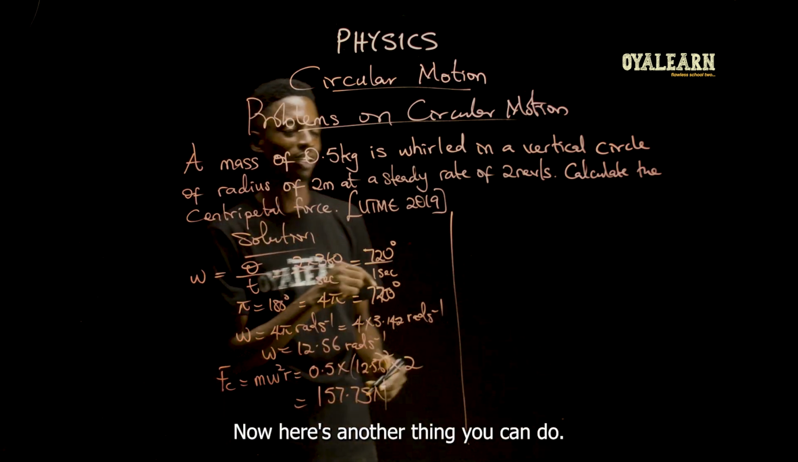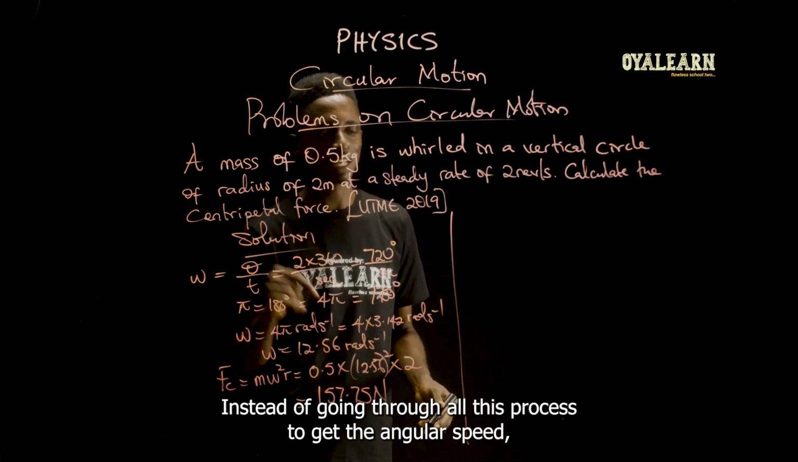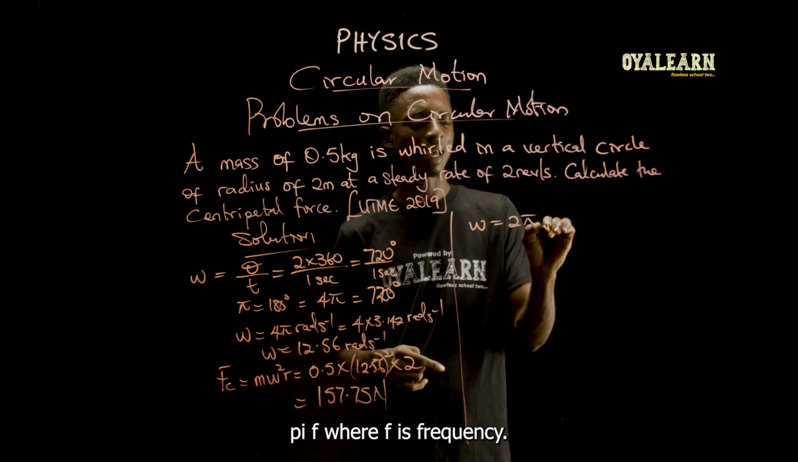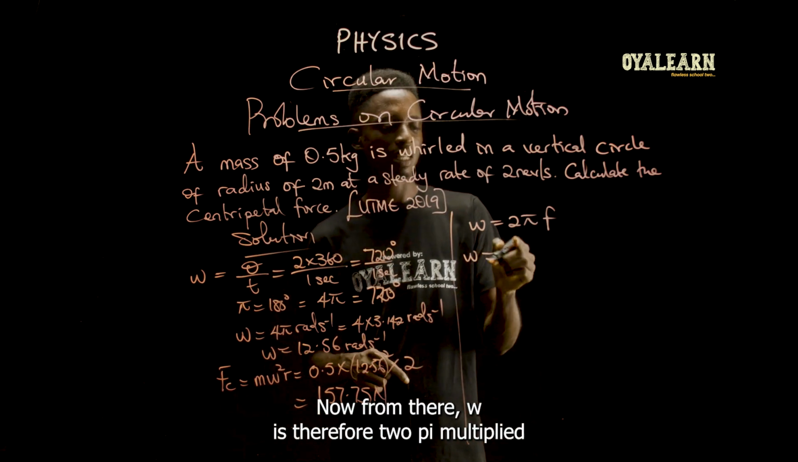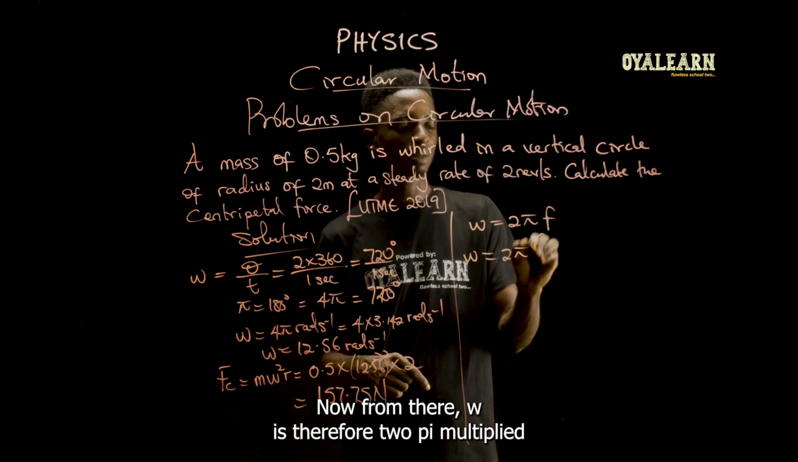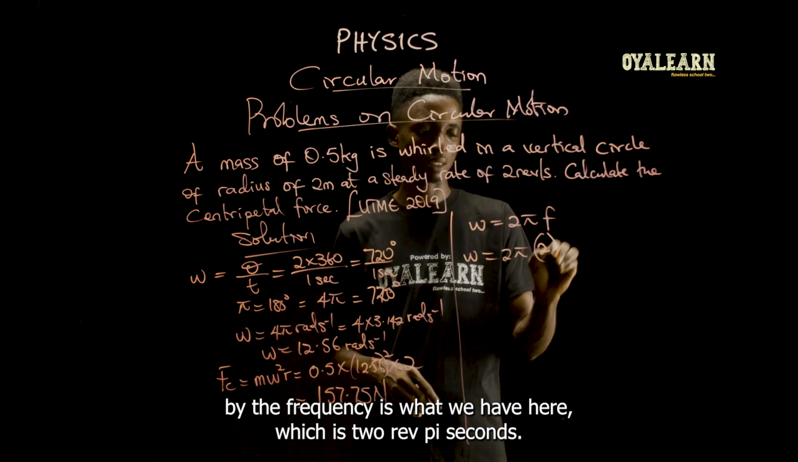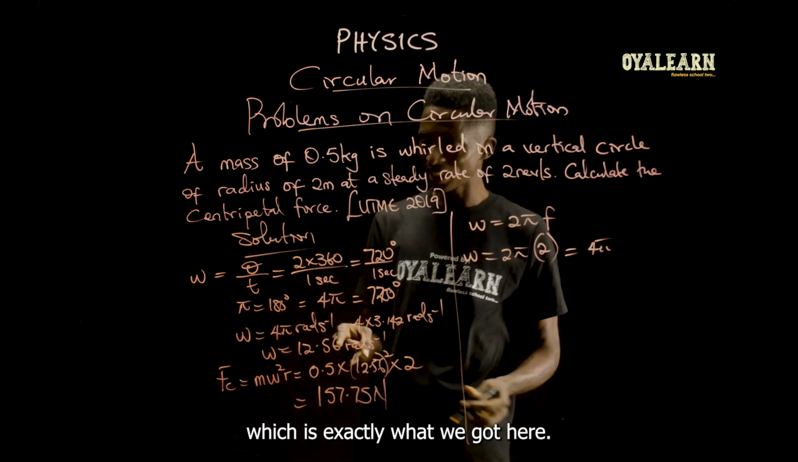Now, here's another thing you can do. Instead of going through all this process to get the angular speed, you can also apply angular speed equals 2 pi f, where f is frequency. Now, from here, W is therefore 2 pi multiplied by the frequency, which is 2 rev per second. So from here, you easily get this as 4 pi, which is exactly what we got here.